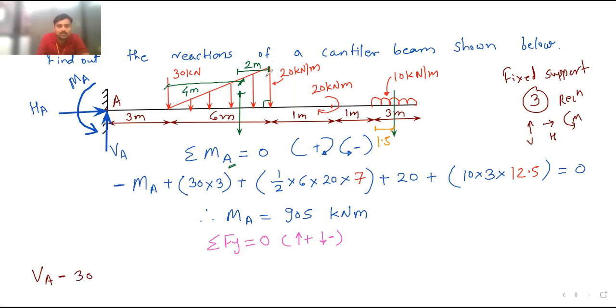Then this UVL is also moving downward, so this is also minus, but you have to convert this UVL into the point load. So it will be half into 6 into 20. Now this is my point load. Next is this 20 kilonewton meter.